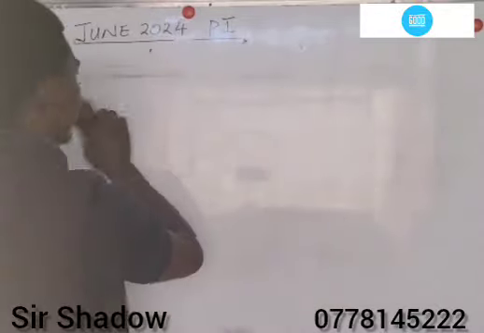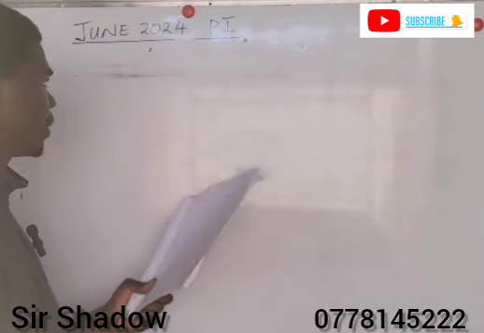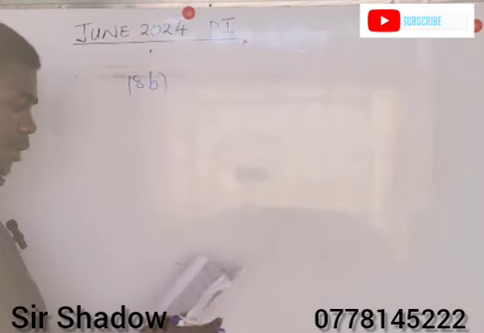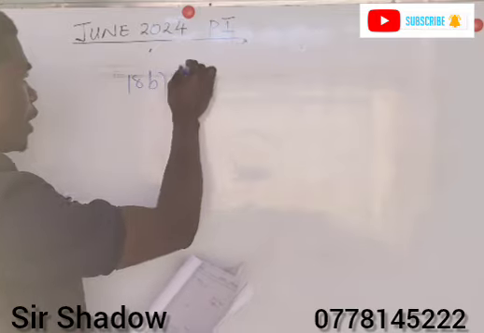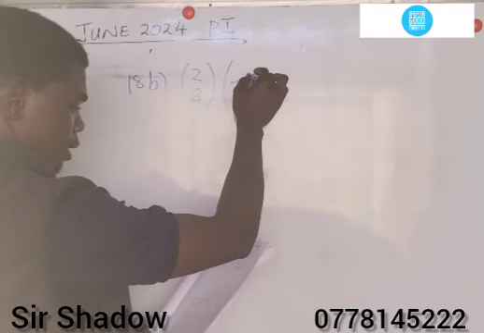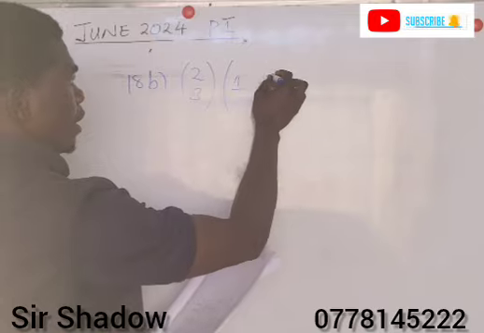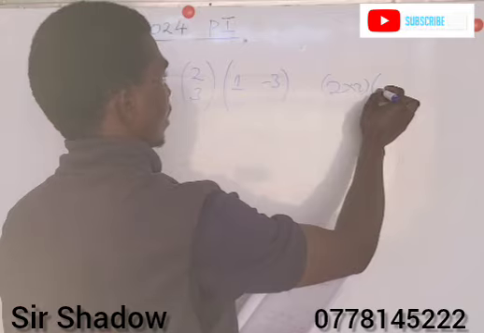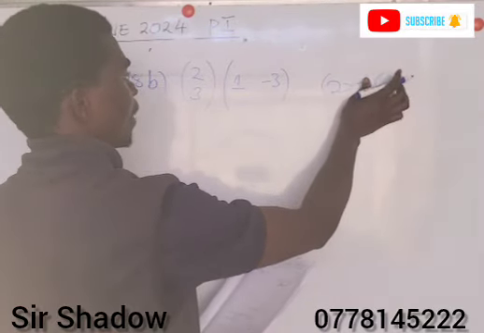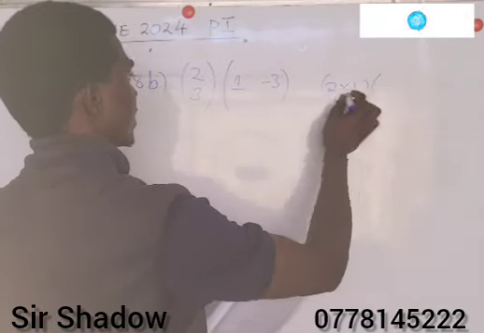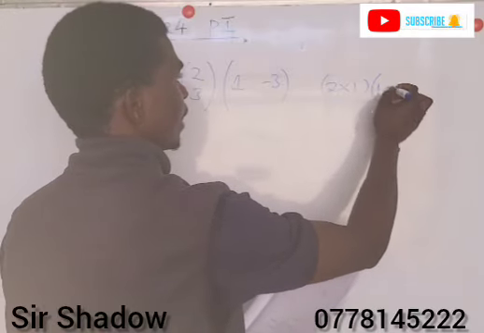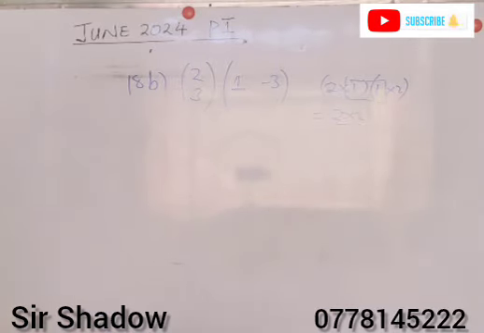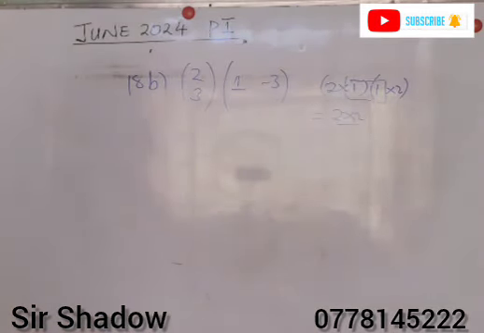Let's move on to question 18b. Simplify. This matrix is multiplying this one. Remember, this one is a 2 by 2 matrix, multiplying a 2 by 1 matrix. The first one is multiplied by a 1 by 2 matrix. The solution should be a 2 by 2 matrix. Remember, the solution should be a 2 by 2 matrix, right?